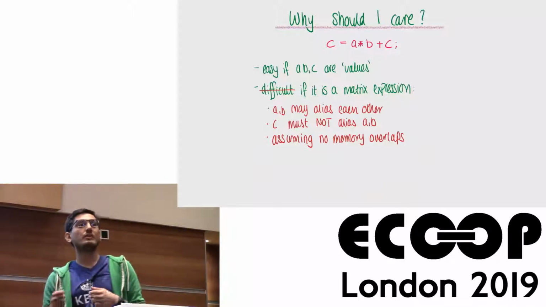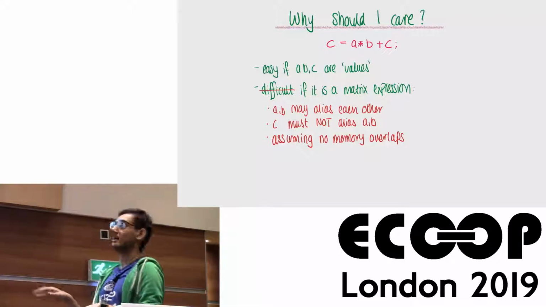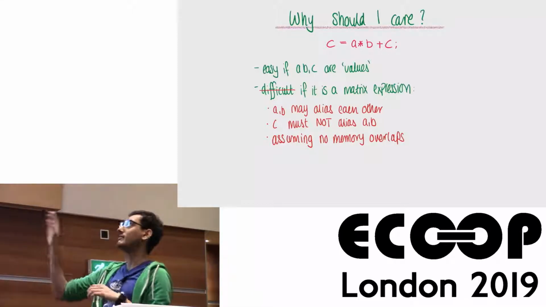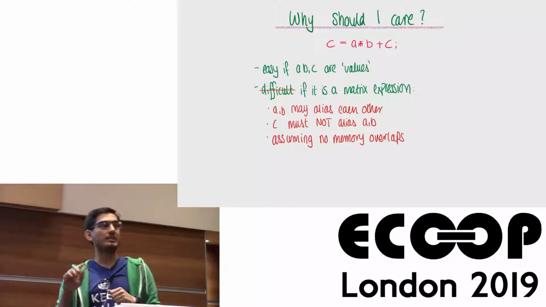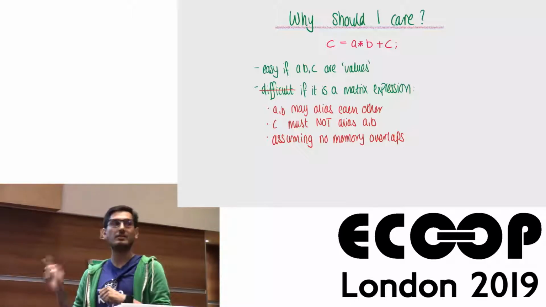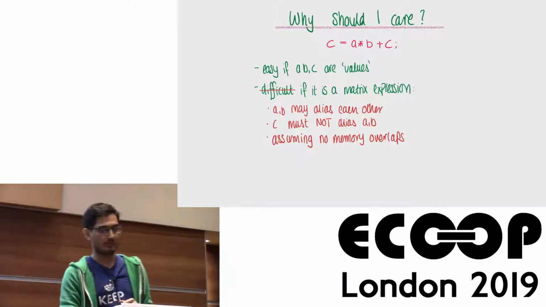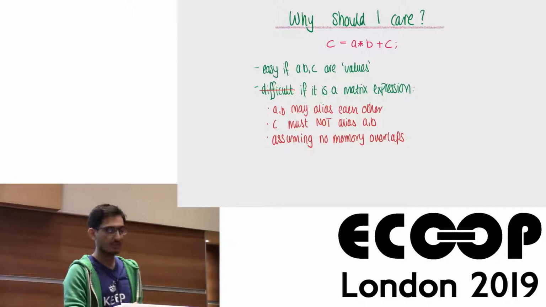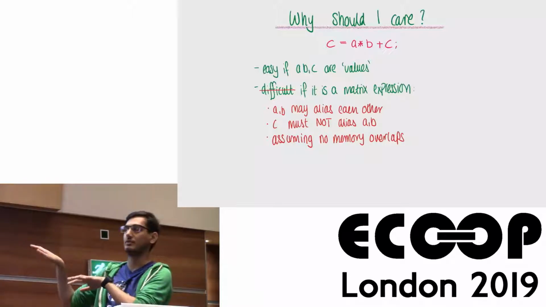If you want to break the abstraction level and go one level deeper, you need to keep in mind all of these rules. For example, A and B may alias each other. However, C must not alias either A or B. A and B may be read from but not written to. C may be read from and written to. And this is also assuming no memory overlaps. You can remember the rules if it's one routine, one call, one line on the screen like this.